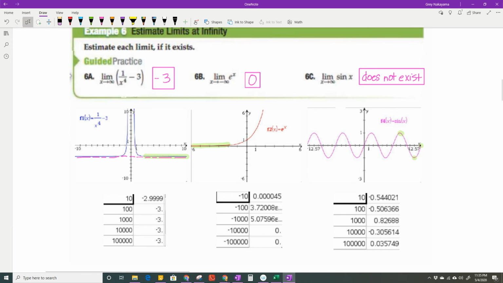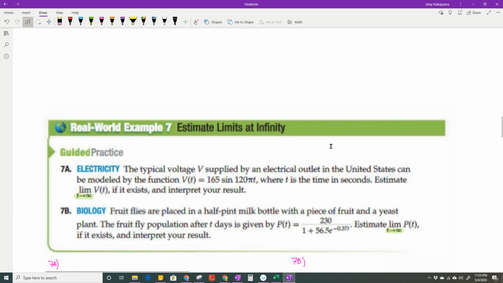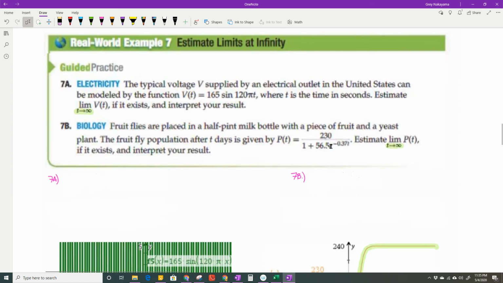All right, so the last two things I want to talk about are just some real world examples, because this would be a case where they're kind of applicable. So this first one that we have: the typical voltage V supplied by an electrical outlet in the United States can be modeled by the function V of t equals 165 sine of 120 pi t, where t is the time in seconds. Estimate the limit of the function as t approaches infinity, if it exists, and interpret your results.